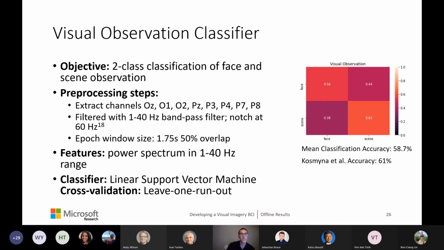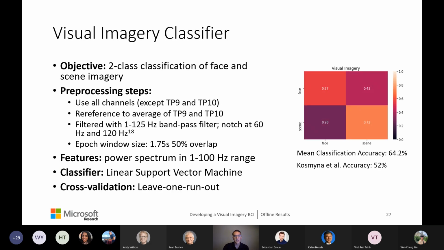So using these face and scene stimuli, first off with the visual observation classifier, performing similar preprocessing steps and everything, our accuracy was still right around 60% like we were seeing before. So everything stayed pretty good there. And then for our visual imagery classifier, here's where we saw the biggest benefit. Before we were right around chance level, now using all of the electrode channels, re-referencing them to the ones behind the ears, doing the same sort of filtering, we were now getting like 64% accuracy. So we were able to differentiate when they were thinking about the person's face versus thinking about the scene pretty well.